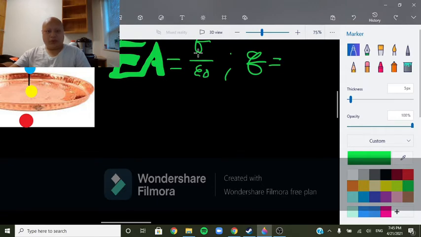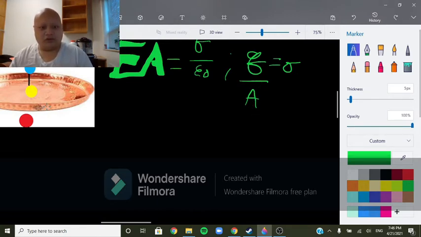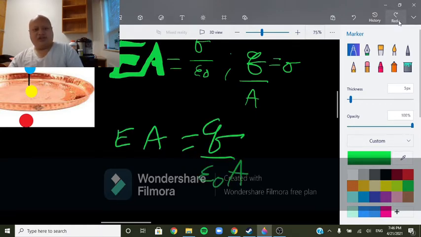So we need to replace the sigma in terms of Q and A. The enclosed charge is equal to sigma times A. Sigma again is the surface charge density, A is the surface area. So divide both sides by the surface area, and you just get that the surface charge density is the enclosed charge divided by the surface area of a Gaussian surface. So now just rearrange this equation.